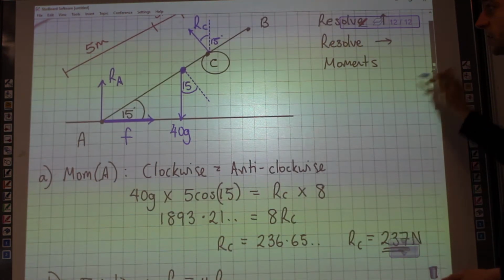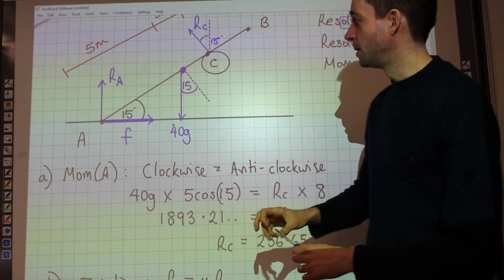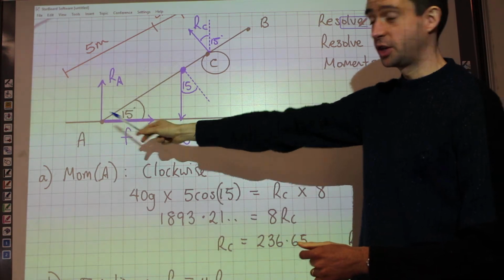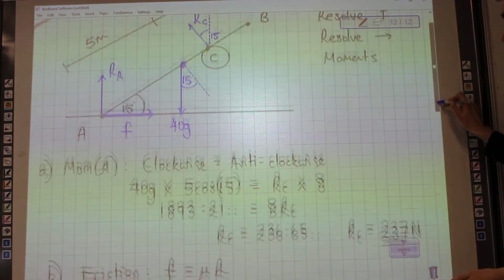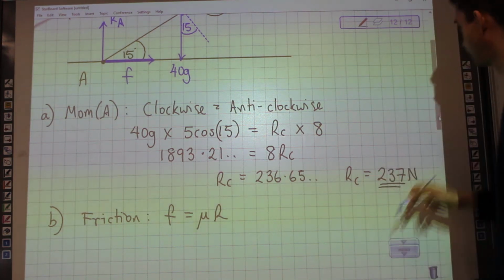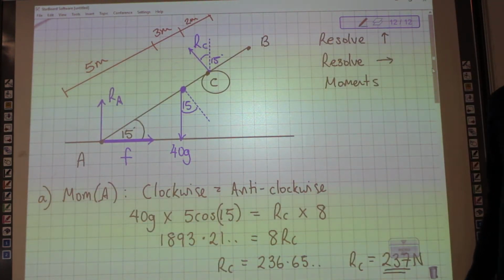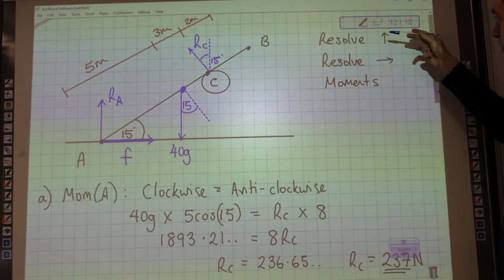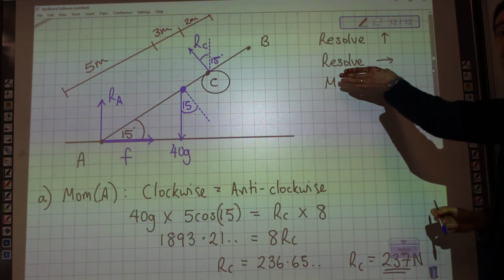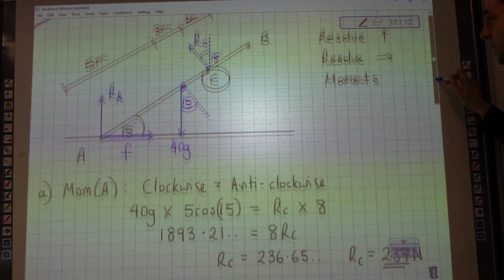So the friction is happening at the point A, so I'm going to need to know two things. I'm going to need to know the reaction force at A, and I'm going to need to know the friction force at A, because those two things are going to allow me to find out mu. So, your three things, your checklist of what you're doing when you're doing statics: resolve vertically, resolve horizontally, do a moments. Well, we did a moments in part A. So resolve vertically, resolve horizontally is what we're going to do.